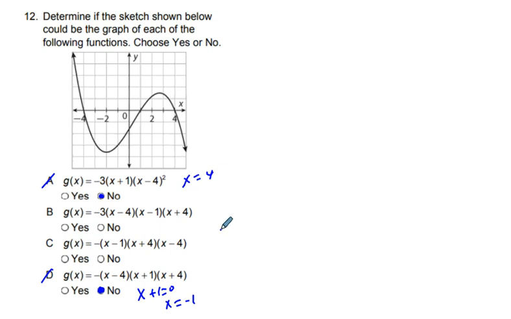We have, in the case of C, x minus 1 is equal to 0. So x is equal to 1. Check. We have x plus 4 is equal to 0. So x equals -4. Check. And finally, we have x minus 4 is equal to 0. So we have x is equal to 4. And we can see that that's what all those zeros are. If we do part B, we'll have similarly the correct zeros with their correct multiplicities. So B and C are yes.